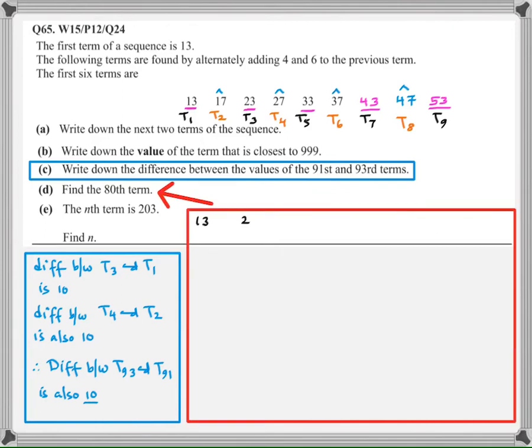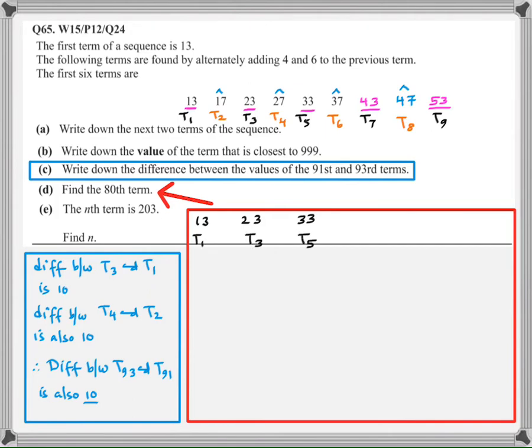Find the 80th term. Now, will the 80th term be obtained from the first, third, fifth, or will it be obtained from the second, fourth, and sixth? Now, hold on to your thoughts for a while. Let me show you a number pattern: 13, 23, 33. This is T1, T3, T5.